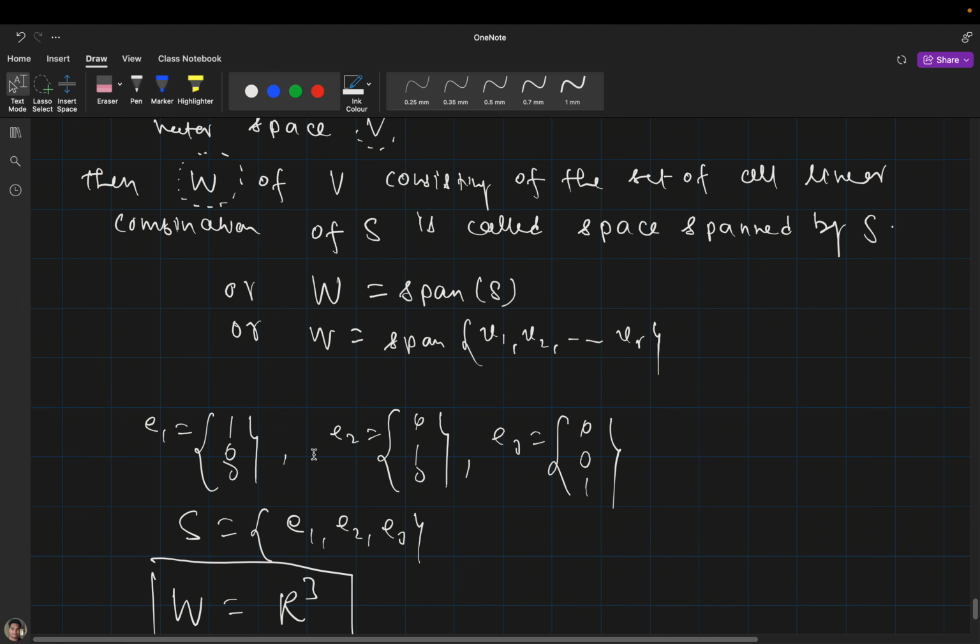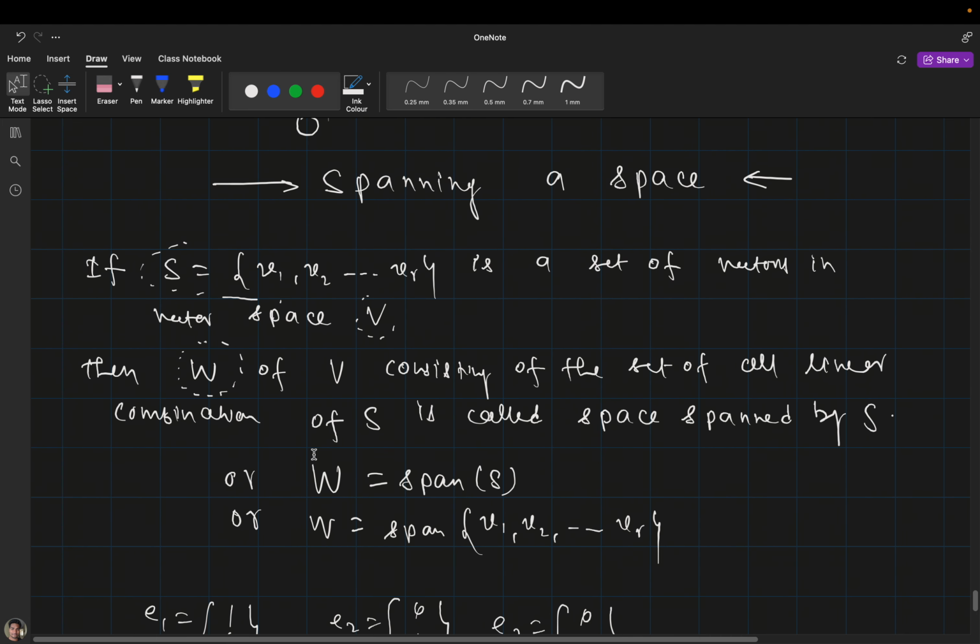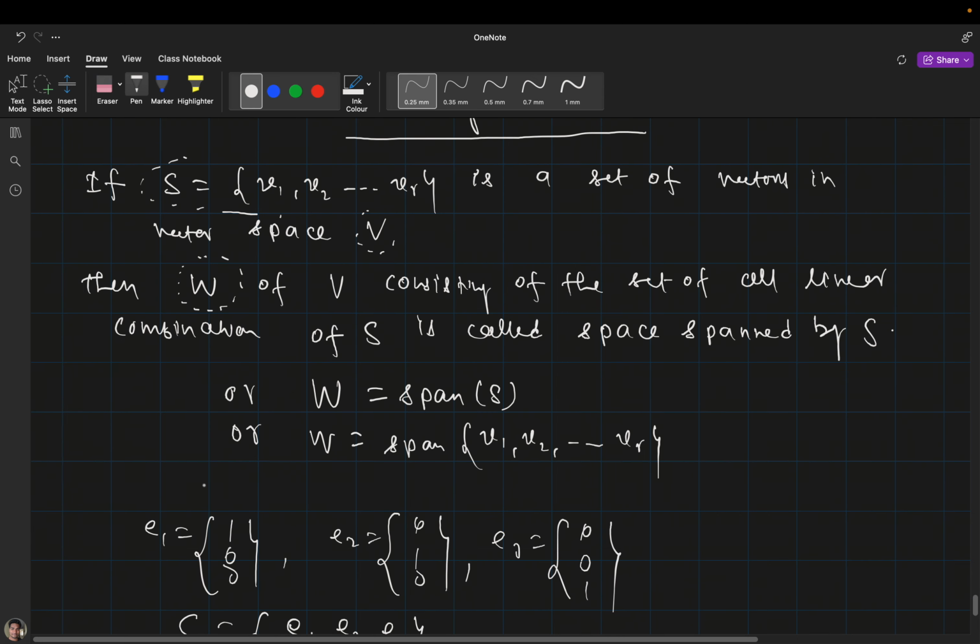Yes, sir. So that is the definition of spanning the space. Spanning the space means nothing but just take all possible linear combinations, and that set is called the space spanned by that set. That is the definition of spanning a space. And this space is nothing but this. And the span of S is what? W. It's fine?